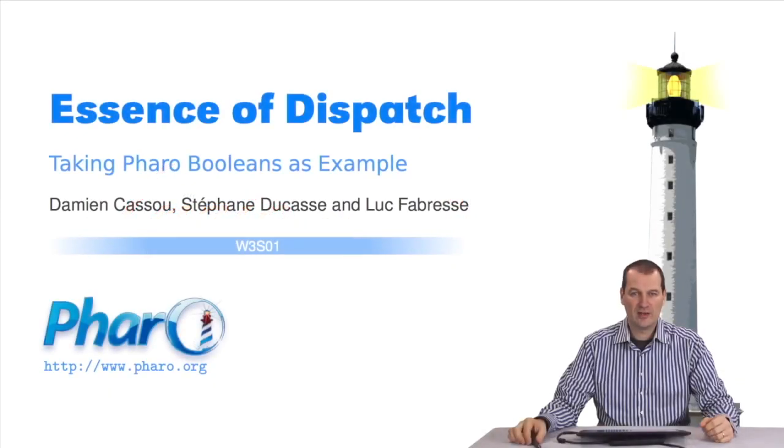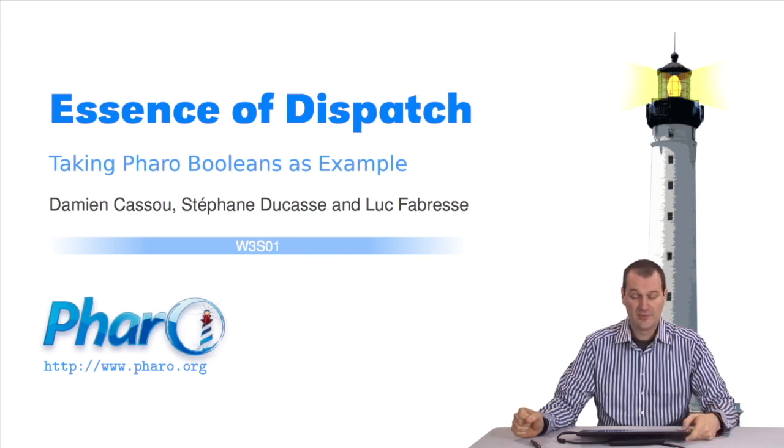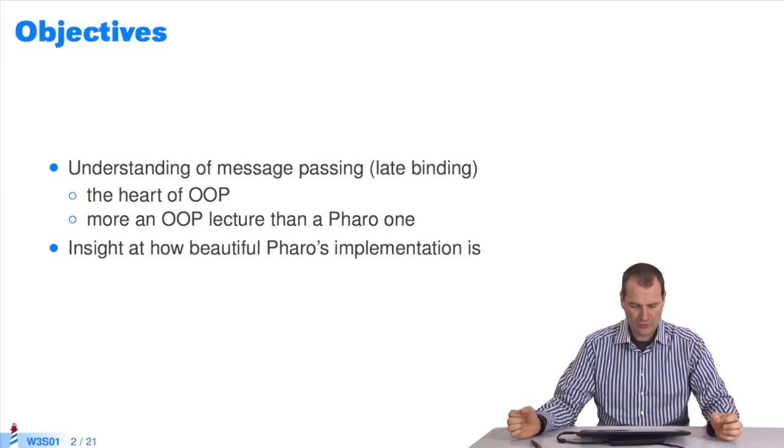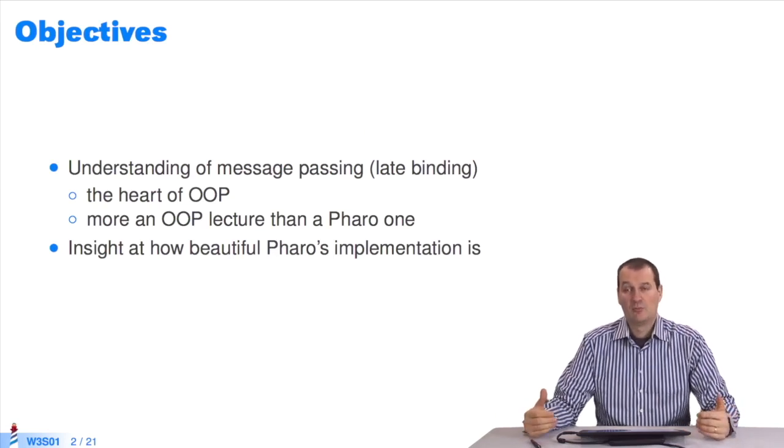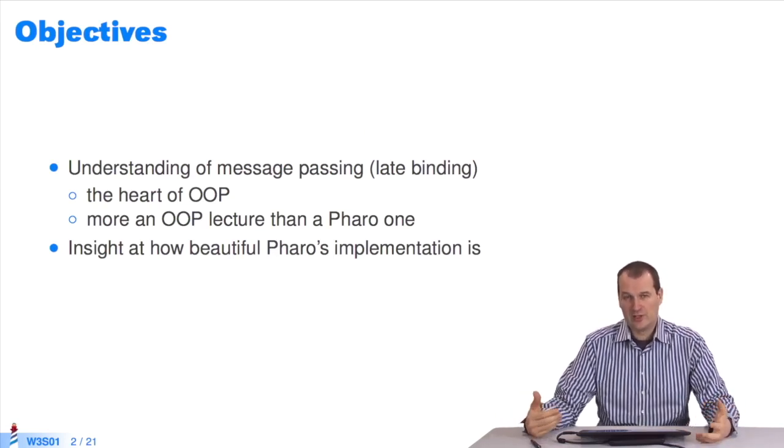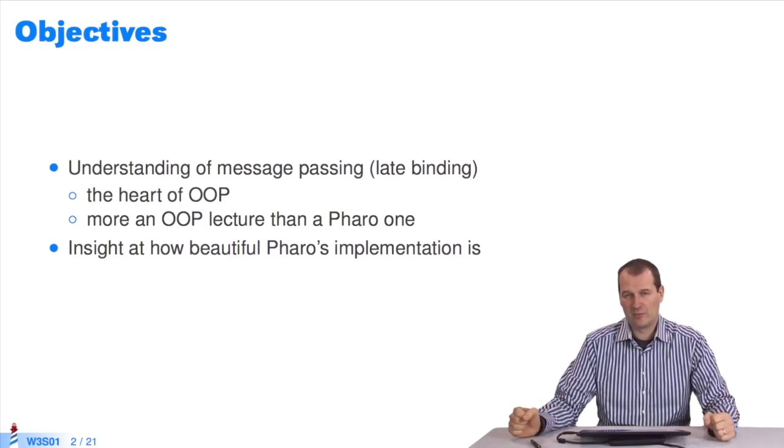Hello. During this course, I will mainly talk about object-oriented programming. And we will learn about the essence of dispatch and late binding in object-oriented languages. This course uses Pharo as an example. It's good that Pharo has been well implemented. In the next class, we'll talk about its big potential generalization. Let's start.